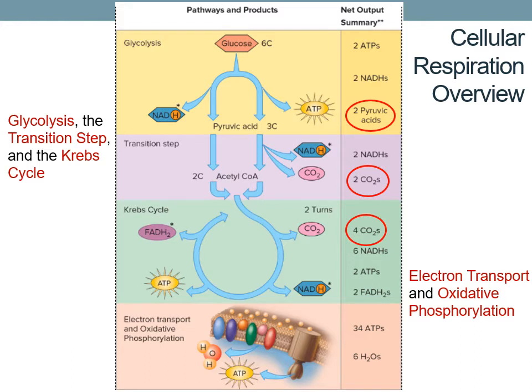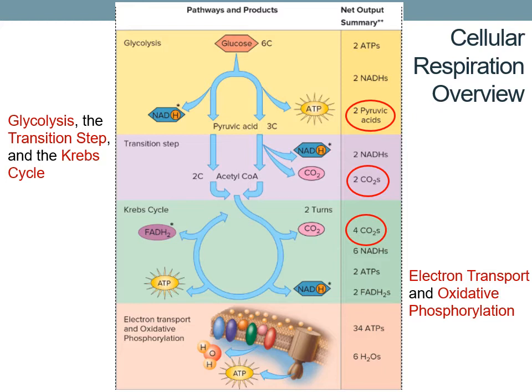I'd like to point out that there are very few ATP molecules that are formed during the first two stages, and the majority of the ATP molecules are produced during the final stage of electron transport and oxidative phosphorylation. You should refer back to this slide while studying.